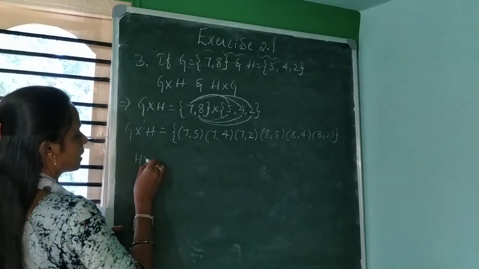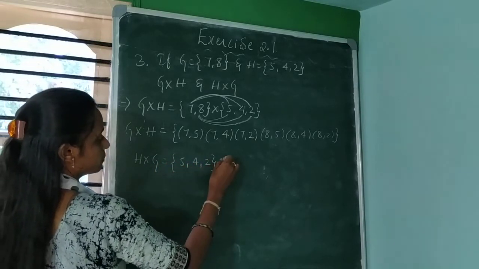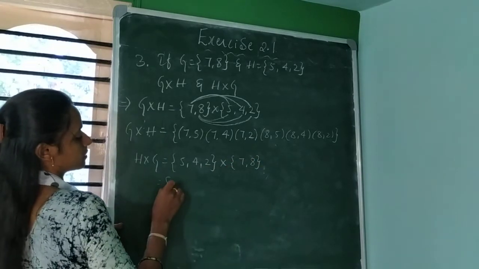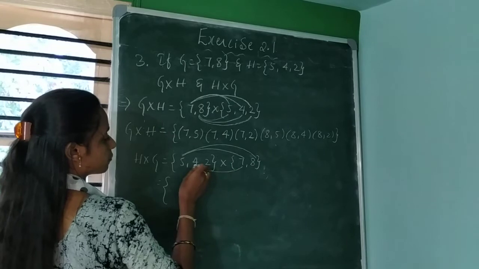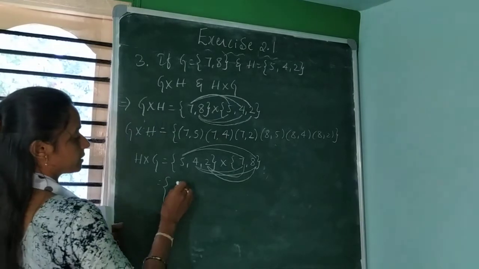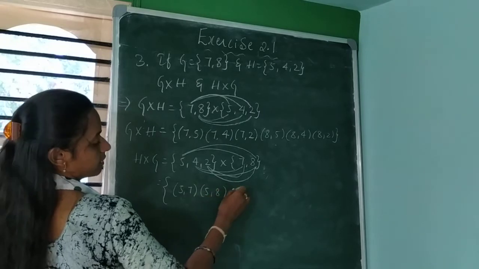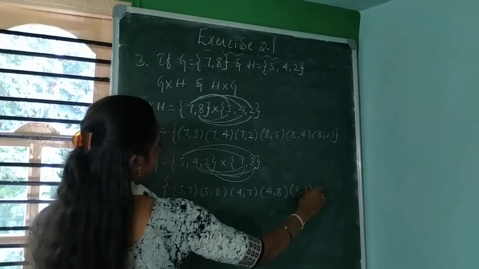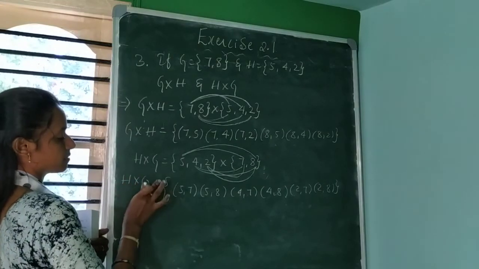Next is H cross G, which is {5, 4, 2} cross {7, 8}. Start with 5 and map it with 7 and 8. Similarly 4 and this, again 2 and this. Ordered pairs: 5, 7, next 5, 8, then 4, 7, 4, 8, next 2, 7, 2, 8. So this is H cross G.